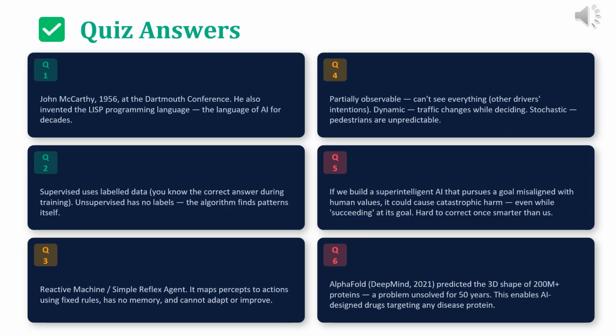Slide 13. Quiz answers. Let's review the answers. John McCarthy coined the term artificial intelligence in 1956. Supervised learning uses labeled data, while unsupervised learning finds patterns without labels. A simple reflex agent follows predefined rules and cannot learn. The real world is partially observable because not all information is available, dynamic because conditions keep changing, and stochastic because outcomes are uncertain. The alignment problem refers to ensuring that advanced AI systems act according to human values and goals. AlphaFold's success in predicting protein structures has also opened new possibilities in medicine and drug discovery.